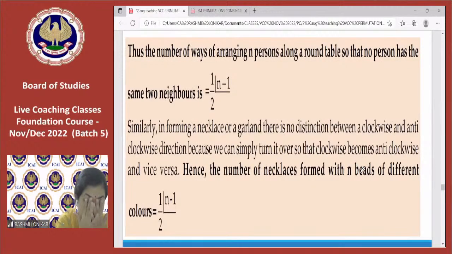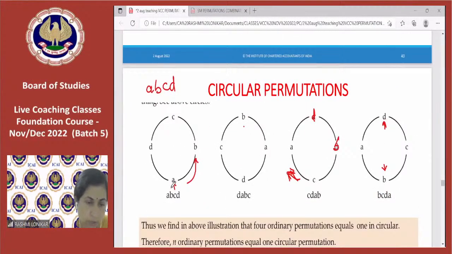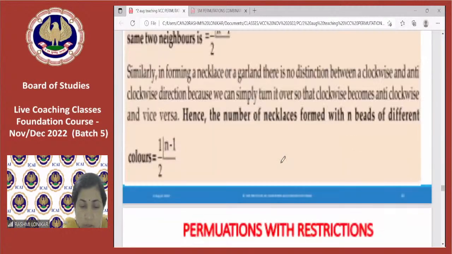So here what happens, have you noticed over here? In this example, who are the neighbors of A? Those are B and D. Who are the neighbors of A, B and D? What happens over here? A is again having B and D as his neighbor. Okay. So we want to avoid that.